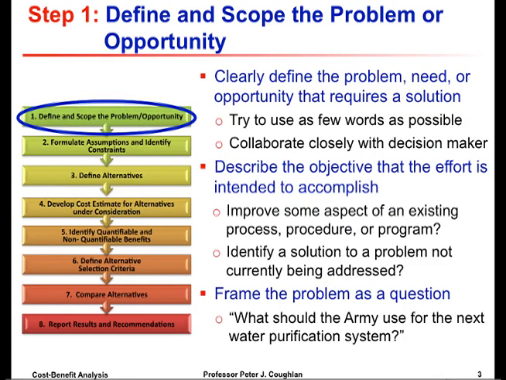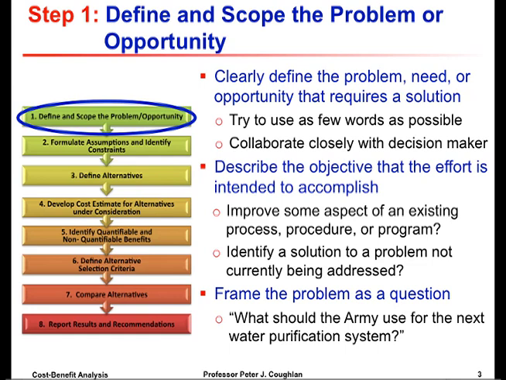So the first step in the process is to define and scope the problem or opportunity. Right? Basically, what is it? What is the need we're trying to solve? What is the objective here? So describe the need, the problem, as well as the objective. What's the problem and what do we hope to achieve besides simply fixing the problem? Are we trying to improve an existing process or program, or are we trying to introduce a new process or program to address a previously unaddressed need?